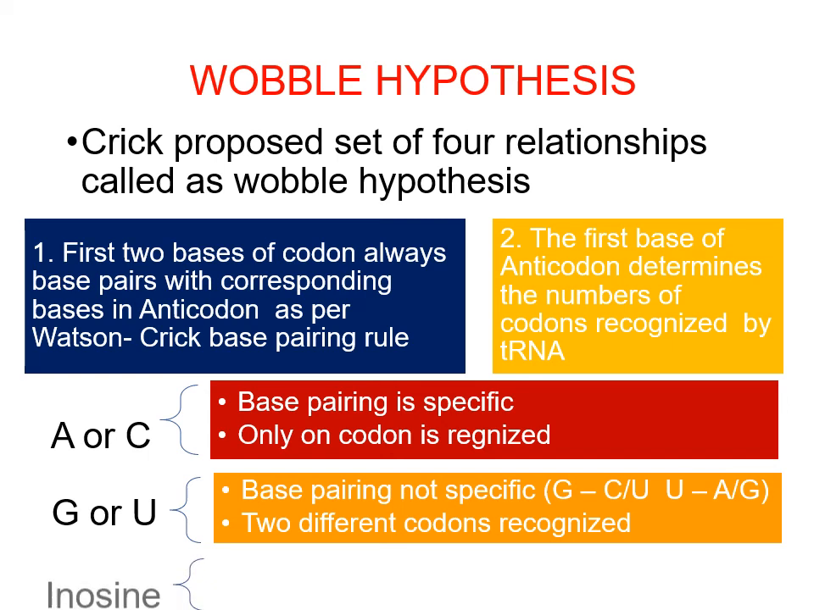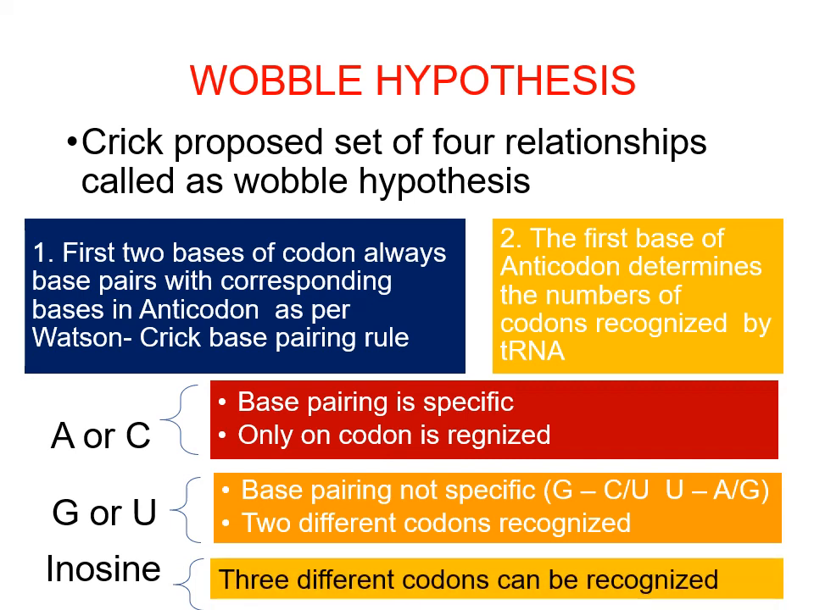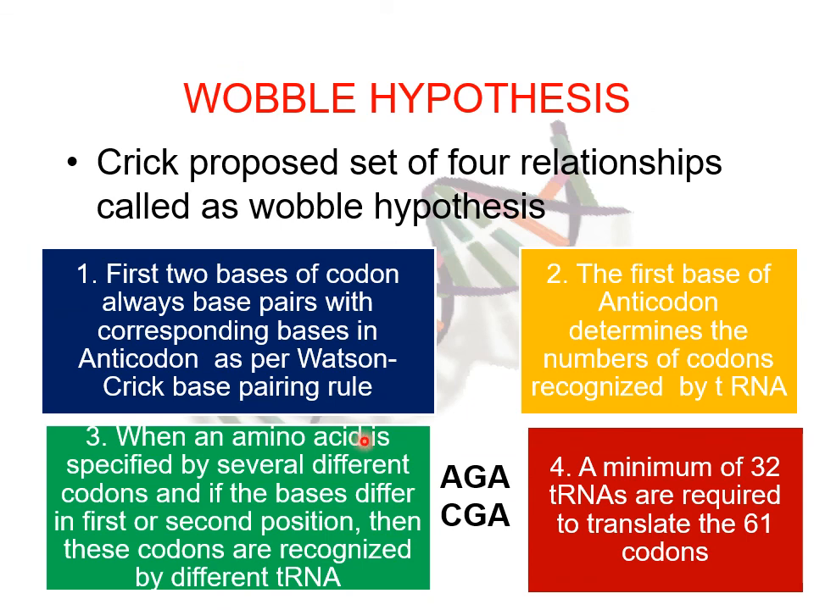And if at this position there is an inosine, that is a hypoxanthine nucleotide, then inosine can base pair with U, C and A, and hence can recognize three different codons. So what it means here is that for the 61 codons present in the genetic code, it is not necessary that we should have 61 tRNAs. One tRNA can recognize more than one codon, depending on the nucleotide present in the first position of the anticodon. Now let us consider the third statement.